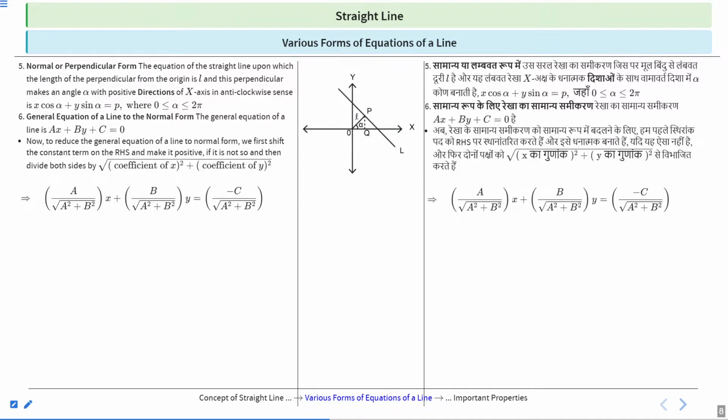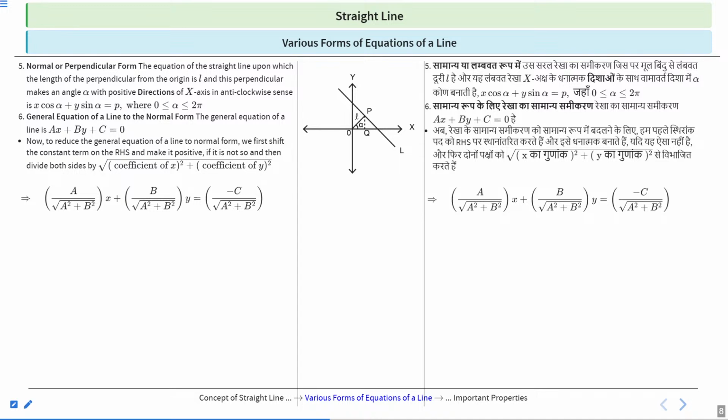Now, to reduce the general equation of a line to normal form, we first shift the constant term to the RHS and make it positive. Here we have c as the constant term, so we will shift this c to the right hand side, and make it positive. If it is not so, then we divide both sides by root over coefficient of x square plus coefficient of y square.